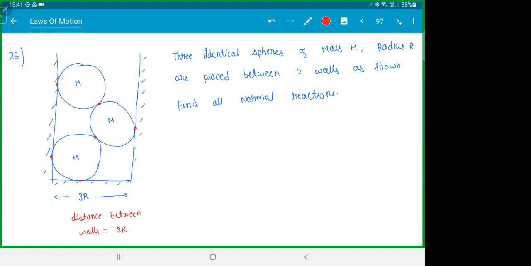Let's see. First of all, you need to get the angles. The normal reactions will be acting towards the center. They'll be like this. So, what will this angle be? First, figure out the angles, geometry. Then the problem starts. Try. You've got another 2-3 minutes. It's a good one. It's a little long, but it is a worthy one.